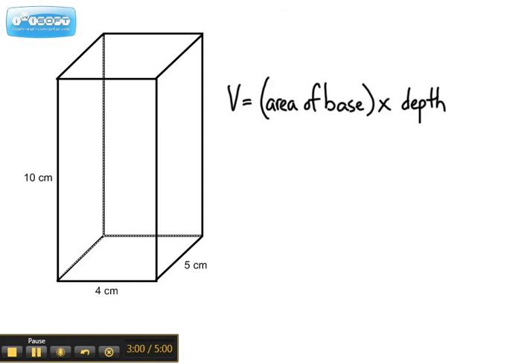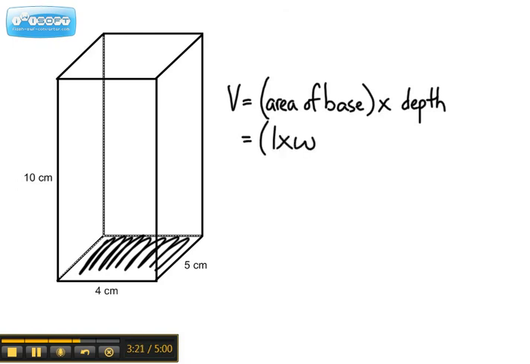Okay, so here's the solution. We start by writing our formula, always. Volume equals area of the base times depth. And you'll notice that I've just shortened things up. Instead of writing out the word volume, I just put the letter V. I know that the base of this shape is a square. So I'm going to use my formula for the area of a square, which is length times width times depth. And actually, I meant to say rectangle, not square. It's not a square. It's a rectangle.